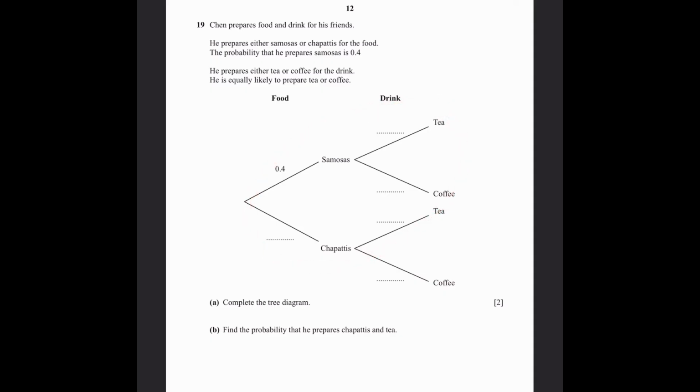So chapatis is 1 minus 0.4, which is 0.6. Drink tea and coffee are equally likely, so each of them is 1/2, and that'll be 0.5. So all of these are 0.5. B. Find the probability that he prepares chapatis and tea. That'll be 0.6 into 0.5, like this, which is equal to 0.3. That's the answer.